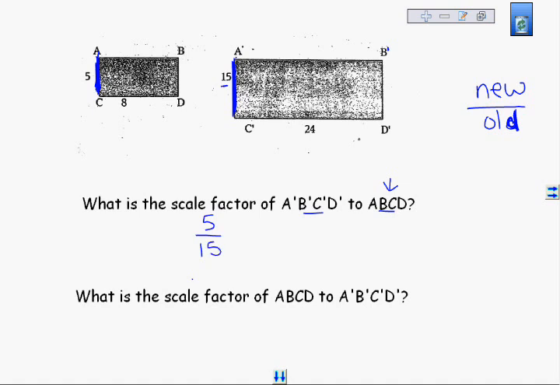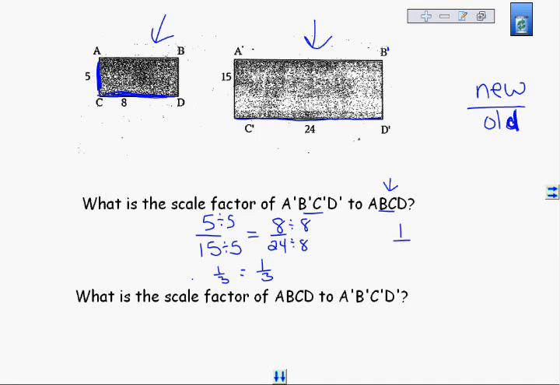Or you could use CD. It doesn't matter because these are similar figures. They are proportional to one another. So if you blow this side up by a certain number, you're going to blow this side up by the same number. 8 is on the new image, 24 is on the old image. These are the same. Simplify. 1/3. I'll prove to you that they are the same. 1/3. So what we did was we took this image and we reduced it by 1/3.